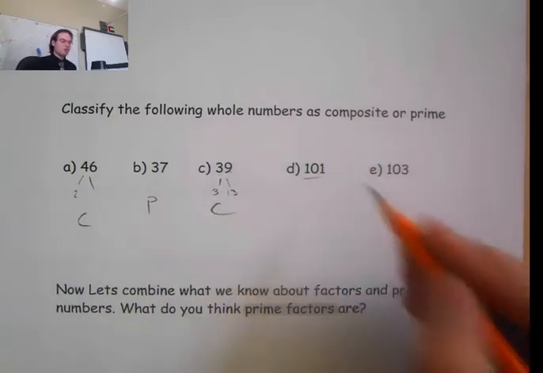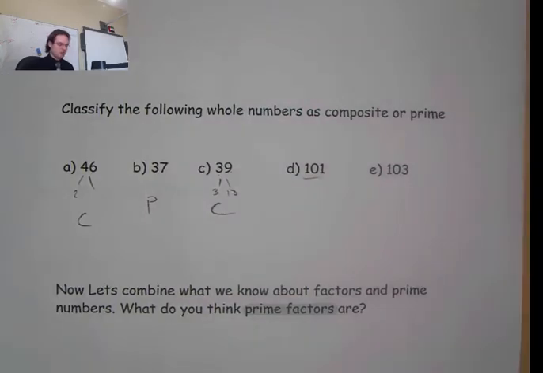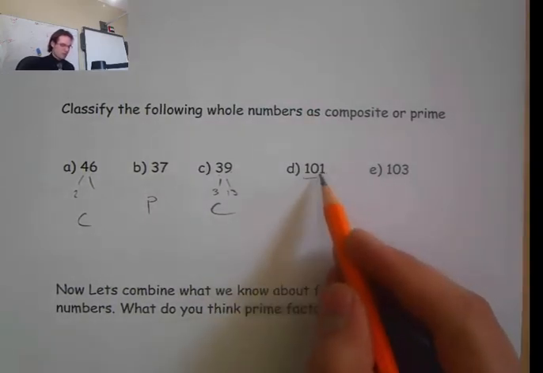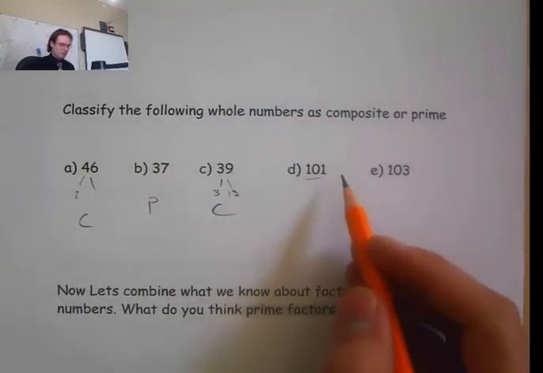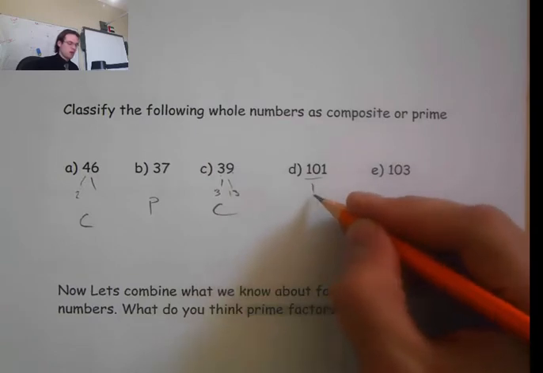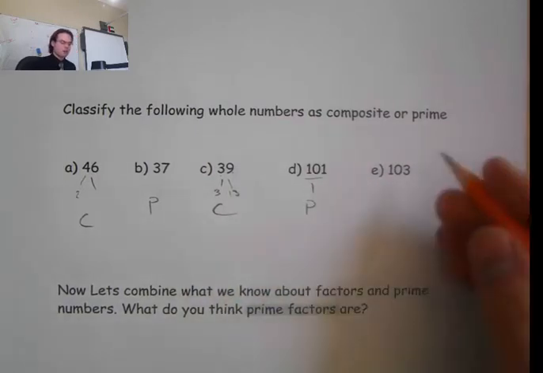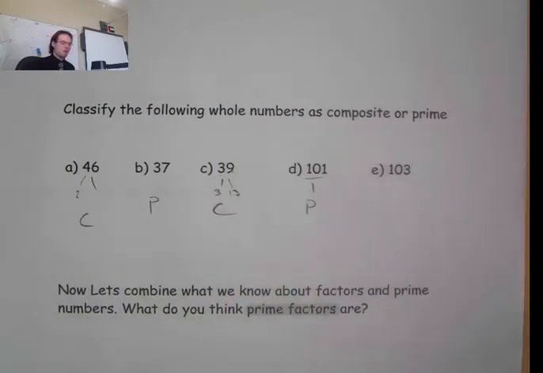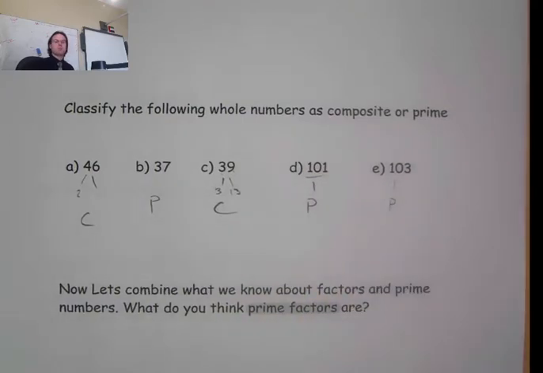Let's take a look at 101. Well, 101, I try 2, can't be divided by 2, can't be divided by 3, can't be divided by 5, can't be divided by 7, can't be divided by 11. Well, I'm going to pretty much guess that this one here is prime, and it is prime. Let's look at 103. Same idea, can't be divided by much, so this one also is prime. So these two are composite, this one's prime.